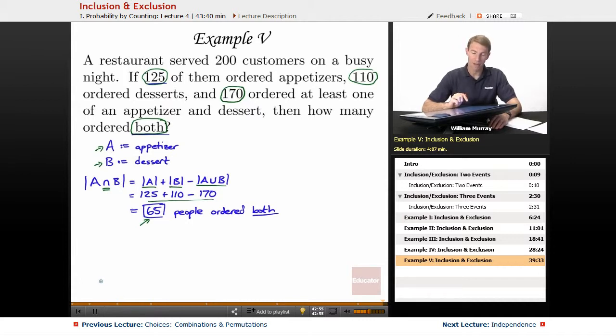An interesting point about this problem is that this 200 customers total in the restaurant appears to be a red herring. It doesn't appear to be relevant at all to solving the problem. So you don't always have to use every number in the problem to get your answer. Often the way problems in homework exercises are set up, you use every number, but it's not always true. Sometimes there's some red herring information there.